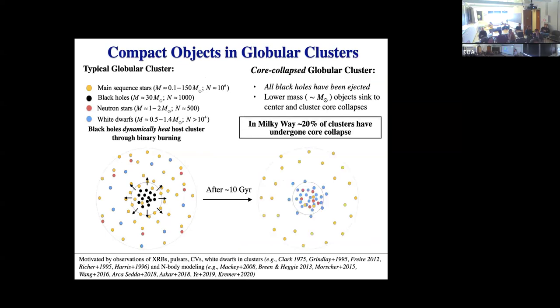But the subset of clusters that is core collapse, we think has ejected nearly all of their black holes, and in this case, the most massive stellar remnants in these clusters are going to be the neutron stars and the more massive white dwarfs. So in these core collapse clusters, the white dwarfs and neutron stars are going to sink to the center via mass segregation, analogous to the way the black holes formed a subsystem at earlier times. And this makes these core collapse clusters really great places to look for interesting white dwarf and neutron star dynamics. For example, mergers of white dwarfs and neutron stars.